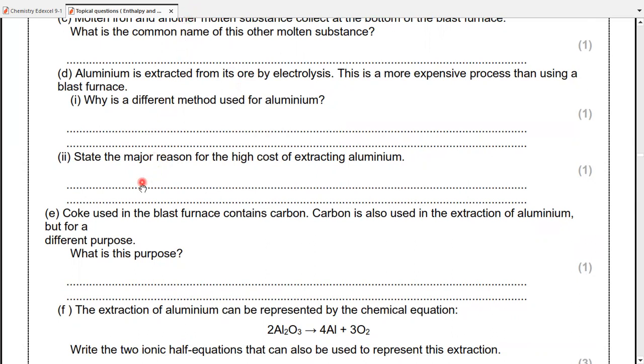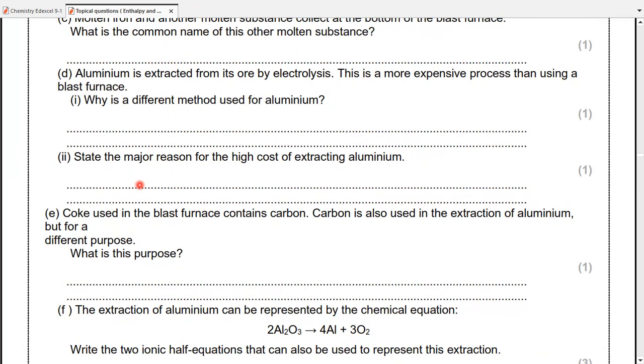Sir, because it is above carbon. Right. It is above carbon in the reactivity series, or you can write a line saying it's more reactive than carbon. Both mean the same thing. Both are correct. Okay, let's move on.